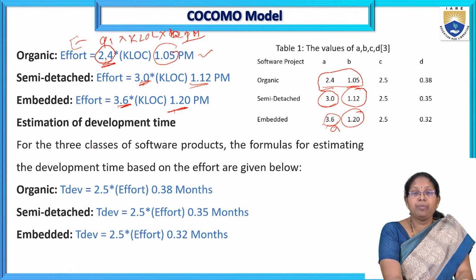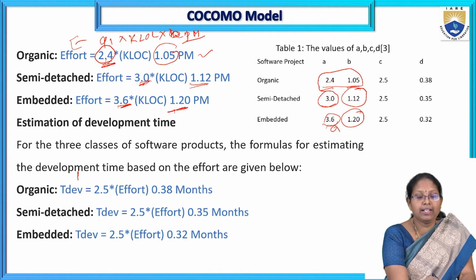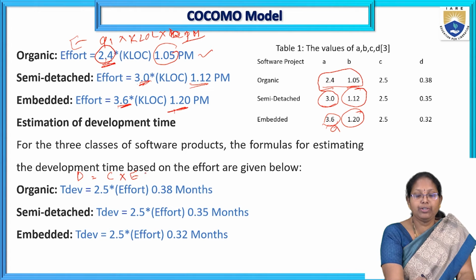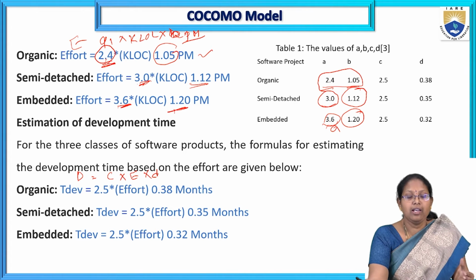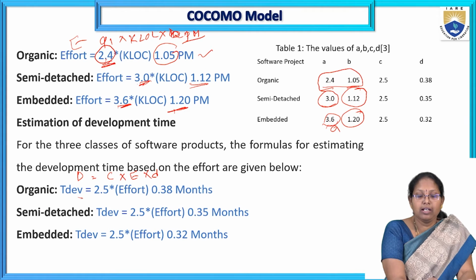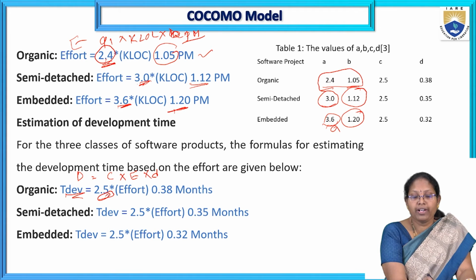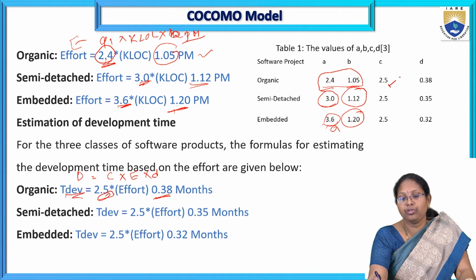So next, estimation of development time. For the development time calculation, D is equal to C into effort E to the power D. C, D values we take from the table to calculate the estimation of development time. The C value for organic kind of projects is 2.5 and the D value is 0.38.